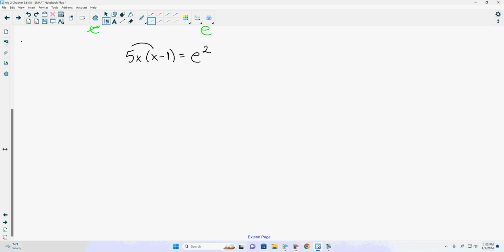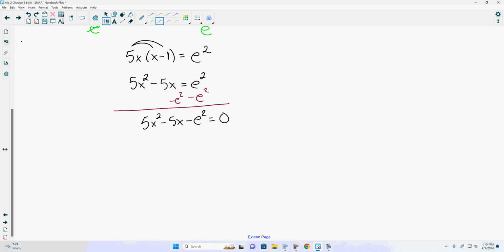Now on the other side we can distribute. 5x times x is 5x squared. 5x times negative 1 is negative 5x, equal to e squared. And again, because we have an x squared term, we do need to get this equal to 0. Now, if we didn't have the x term, we could get the x squared by itself and use the square root method.